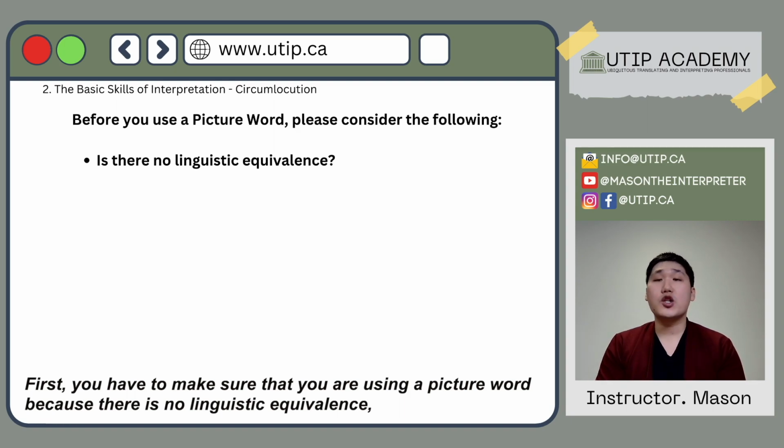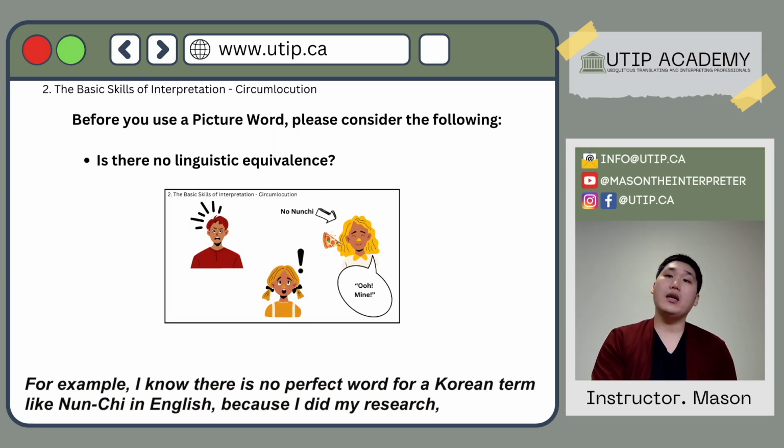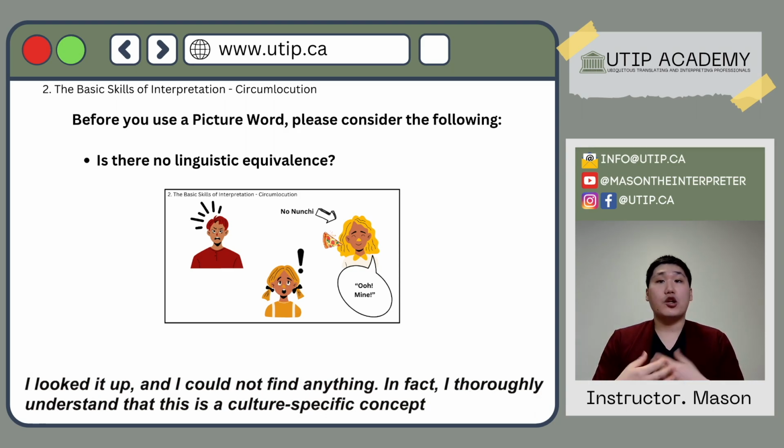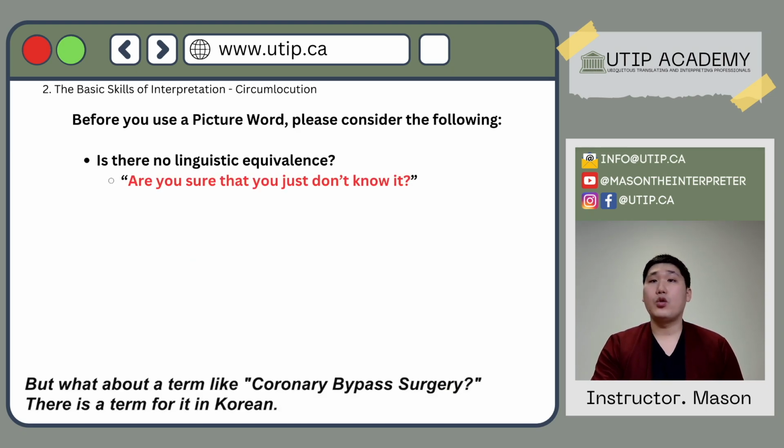First, you have to make sure that you are using a picture word because there is no linguistic equivalence, not just because you don't know what the linguistic equivalence is. For example, I know there is no perfect word for a Korean term like 눈치 in English because I did my research. I looked it up and I could not find anything. In fact, I thoroughly understand that this is a culture-specific concept that concretely exists in the Korean language, but not in English. But what about a term like coronary bypass surgery?